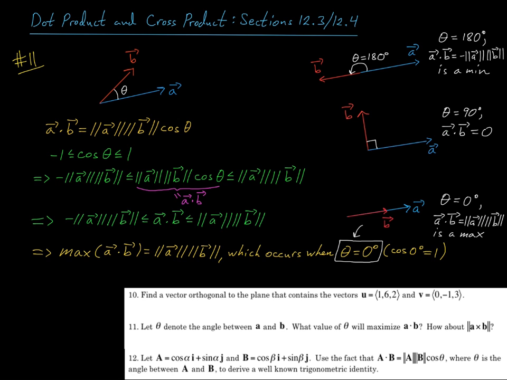Now, as you've already seen, when theta is 90 degrees, A dot B is 0 because the cosine of 90 degrees is 0. And there the vectors are orthogonal. And in this scenario, when theta is 180 degrees, that's when the cosine achieves its minimum of negative 1. And so there, A dot B is a minimum, and the minimum value is the opposite of the product of the magnitudes of A and B. Okay, so that does it for the dot product.